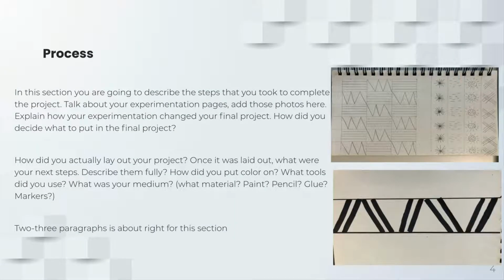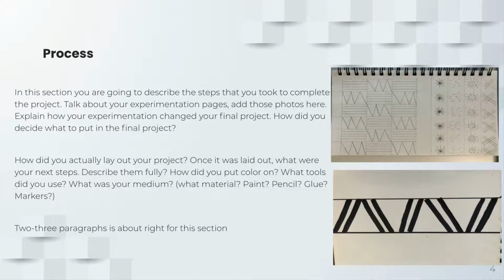In the process section, you're going to again describe the steps you took to complete the project. Talk about the things that you discovered on your experimentation page. Was there something that you did that you really liked? Or was there something you did that you really did not like and decided not to include in your final project? How did you decide what to include in your final project? Did you take bits and pieces from all the different experimentation you did? Or was there one whole experimentation section that you really liked and expanded upon for your final project?